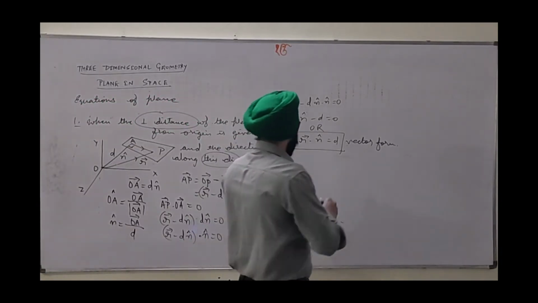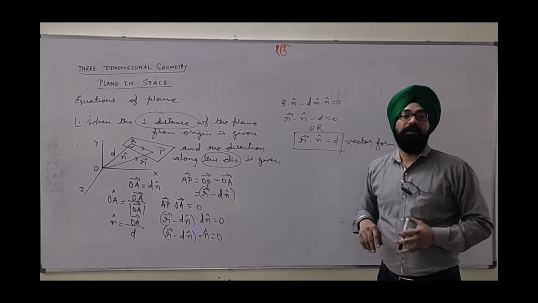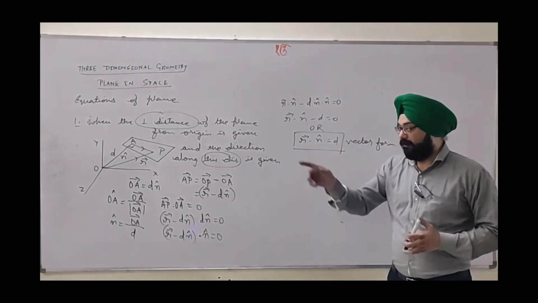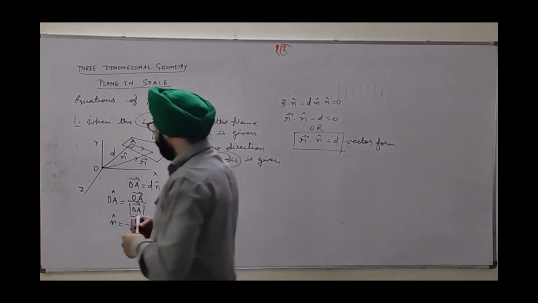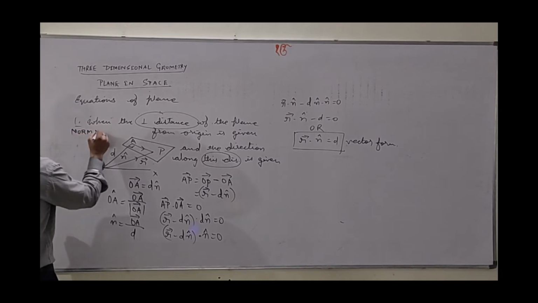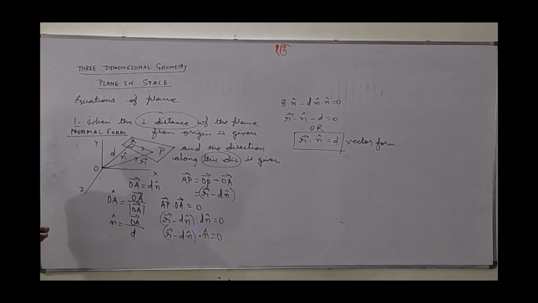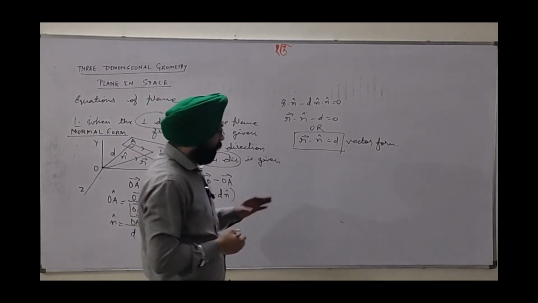Also, this perpendicular distance is known as the normal. That's why the name of this form is normal form. Just because it is the perpendicular from the origin, it's known as normal form. This is a special case, not a general form. Okay, so here we will go ahead.